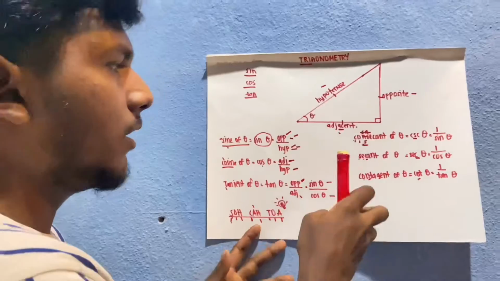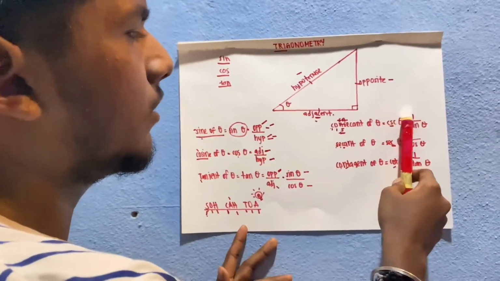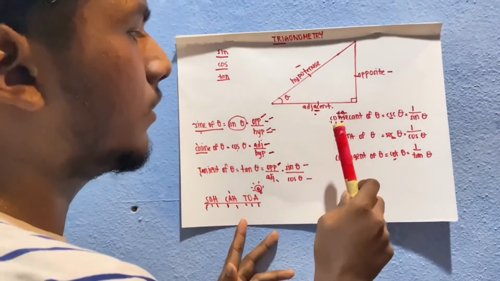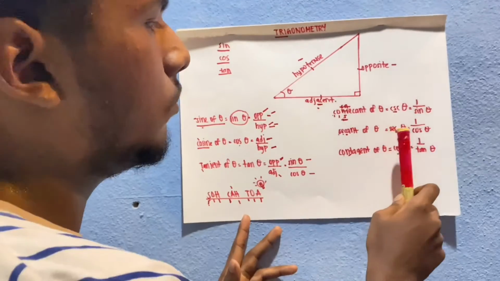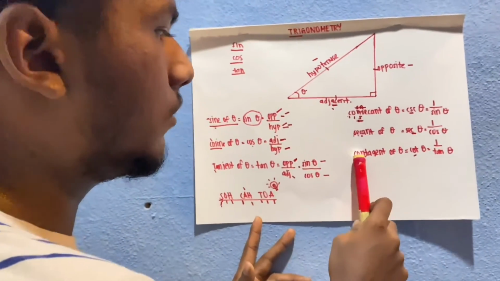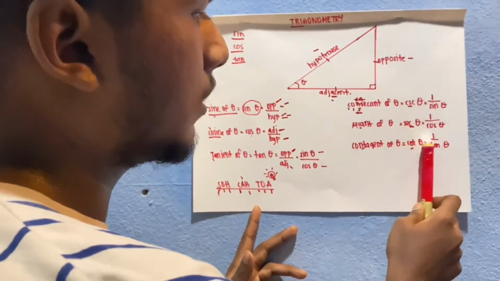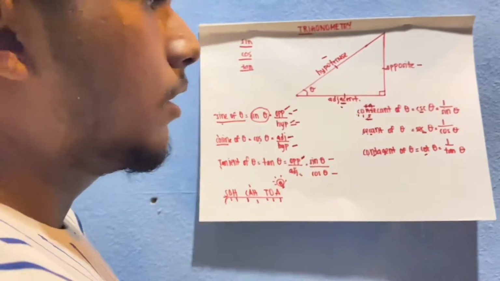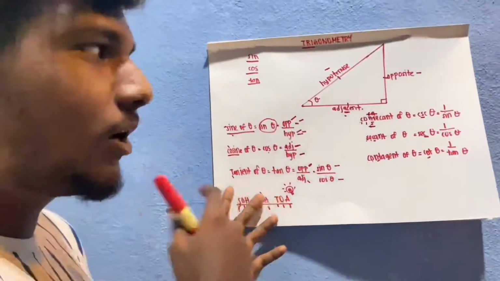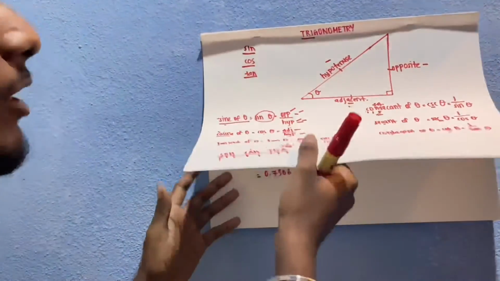And the fourth formula is cosecant theta, CSC theta equals 1 over sin theta. The fifth formula is secant theta, SEC theta equals 1 over cos theta. And the sixth one, cotangent theta, COT theta equals 1 over tan theta. So if we memorize all 6 formulas, we can do any question in trigonometry.